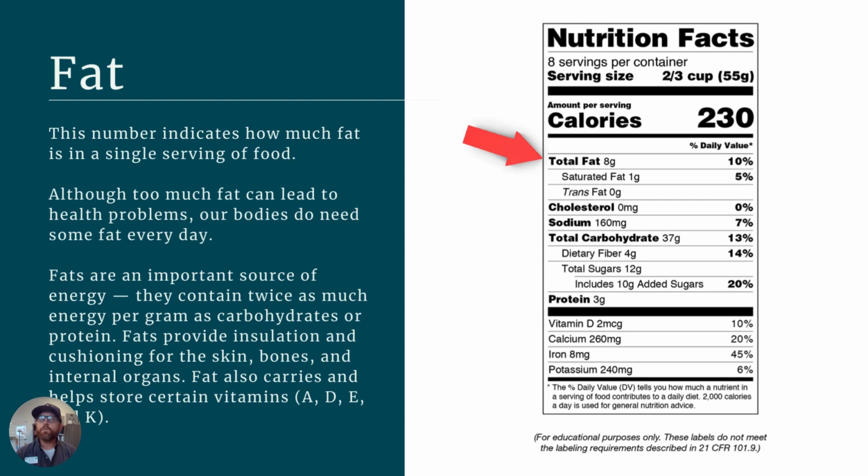Fats are an important source of energy. They contain twice as much energy per gram as carbohydrate or protein. Now, fats provide insulation and cushioning for the skin, bones, and our internal organs. And fat also carries and helps store certain vitamins like vitamins A, D, E, and K.